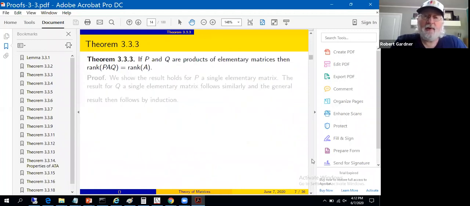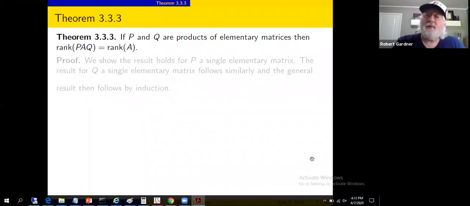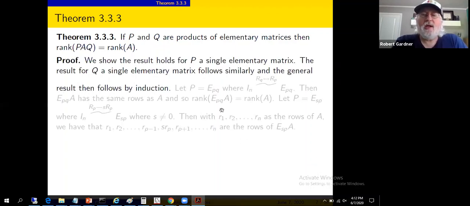This is another one of those where hopefully when you see the proof, you'll think, oh, well, that's not a surprising result. But we're going to have to talk about elementary matrices. It deals with products of elementary matrices. We're going to show the result holds for P, a single elementary matrix. And there's three different kinds. The result for Q, a single elementary matrix, will follow similarly.